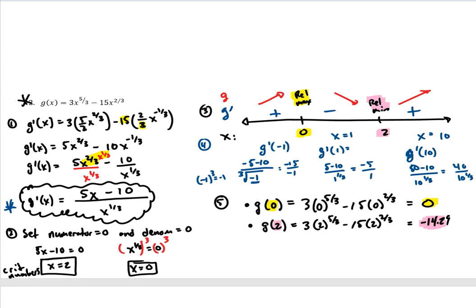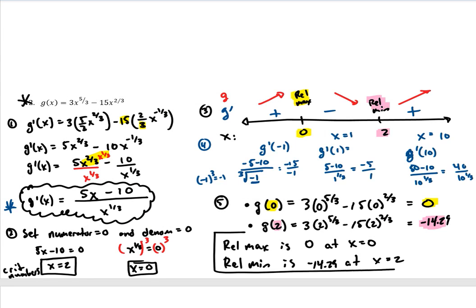Then just be careful and make sure you write it out correctly. That's why I use those highlighters. So the relative max is that y coordinate of 0 at this x coordinate of 0. And then our relative minimum, in the pink, is the negative 14.29 at this x coordinate of 2. So don't accidentally say the relative max is the relative min. Just make sure you finalize it all correctly. Okay, so that's our scenario there.